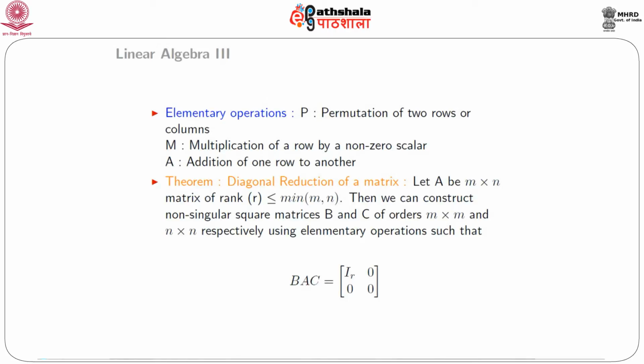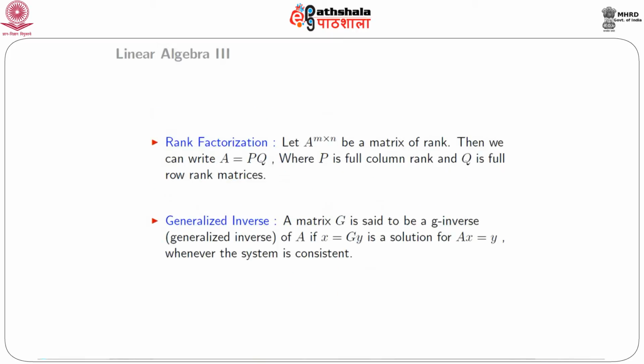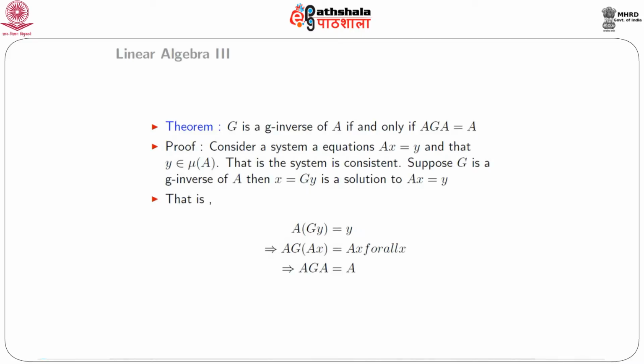Rank factorization: let A be a matrix of rank r. Then we can write A equals PQ, where P is a full column rank and Q is a full row rank matrix. Generalized inverse: a matrix G is said to be a G inverse of A if X equals GY is a solution for AX equals Y whenever the system is consistent. Theorem: G is a G inverse of A if and only if AGA equals A.